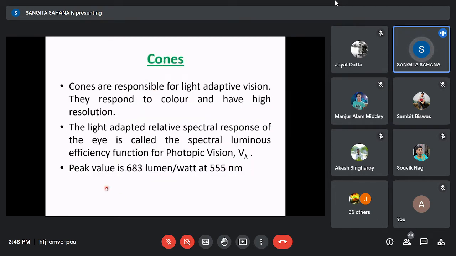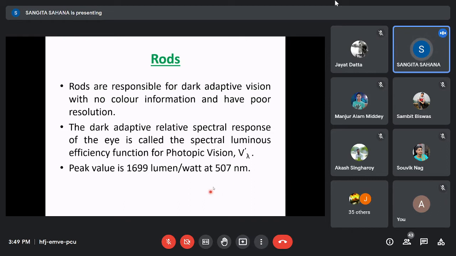So the cone peak is 683 lumen per watt. What is lumen per watt? That we will discuss later. But just for now, what is the input power? And lumen is the total light. So this is how much input power we are giving to the lamp, and this is how much light we are getting from the lamp. So this peak is 683 lumen per watt at 555 nanometer.